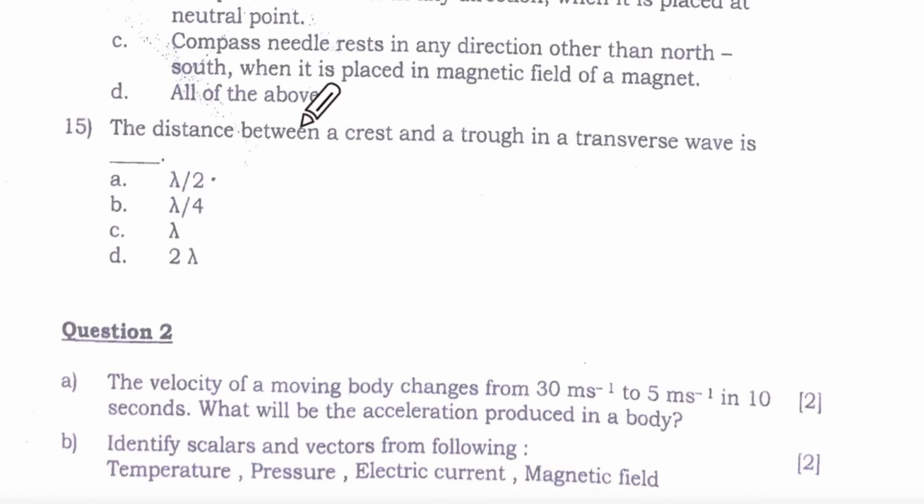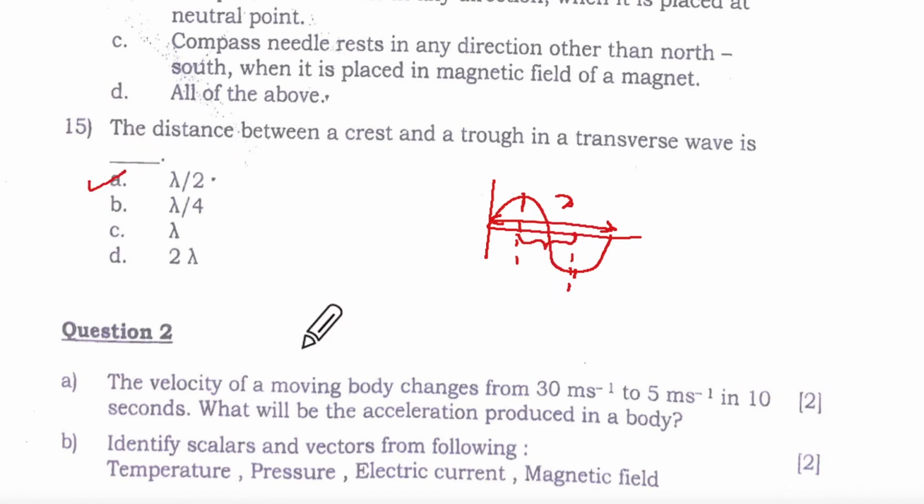Distance between crest and trough of a transverse wave. This is the crest, this is the trough. From here to here is lambda, correct? Yes, ma'am. So from here to here will be half of that, correct or no? Yes, ma'am. Lambda by 2. So we have finished with 15 marks of this. Count your marks.